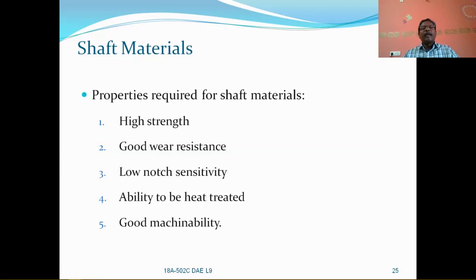So once again, the properties required for a good shaft material. Number one is high strength. Number two is good wear resistance. Number three is low notch sensitivity. Next is the ability to be heat treated, and next is good machinability. So these are the properties required for shaft material.